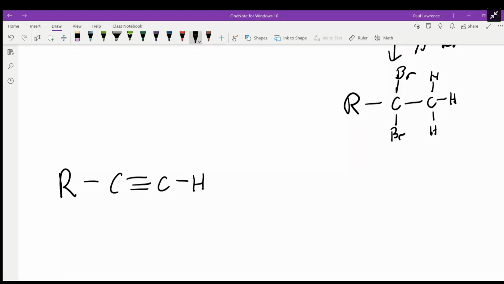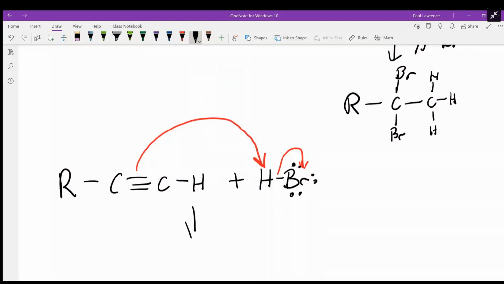So if we treat that with HBr, the hydrogen here is very electron poor. We have an alkyne, very electron rich. So we will take those electron rich pi electrons, come and abstract that proton, and break the hydrogen bromine bond. But recall that bromine already has 3 lone pairs, like so.